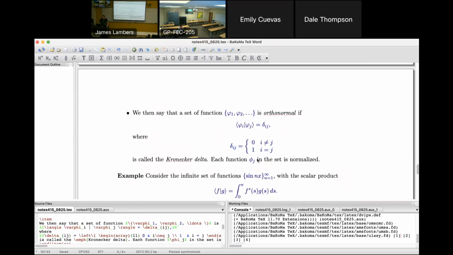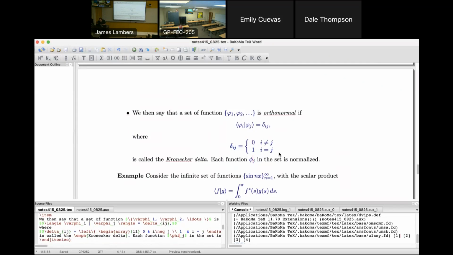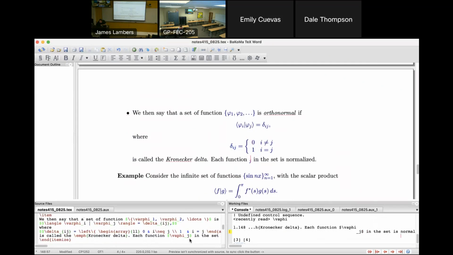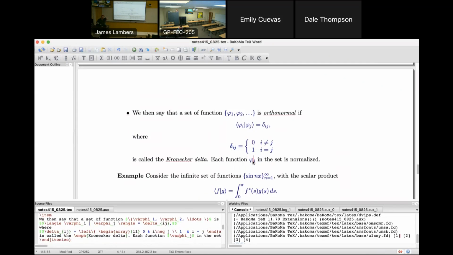So that's the idea. Oh, I have the wrong Greek letter here. In LaTeX, there are two forms of the Greek letter phi, and I used the wrong one. So let's fix that. Okay. So all you're doing is taking an orthogonal basis, and you normalize each of the functions in it, and it's orthogonal.